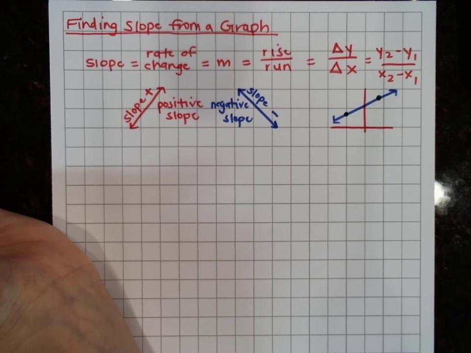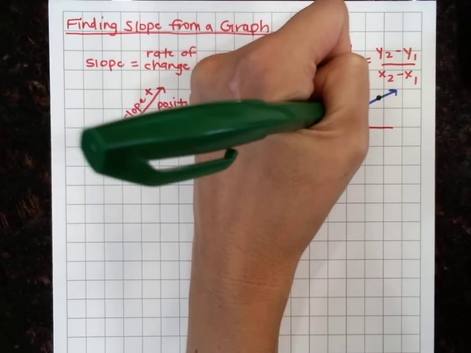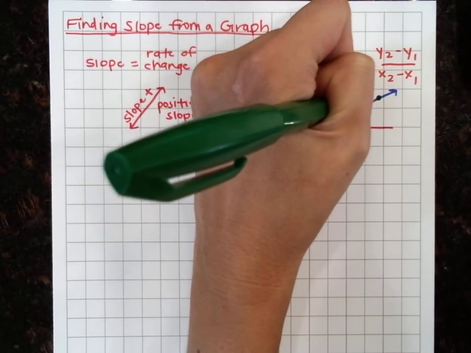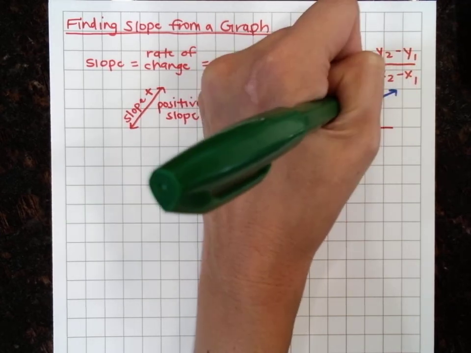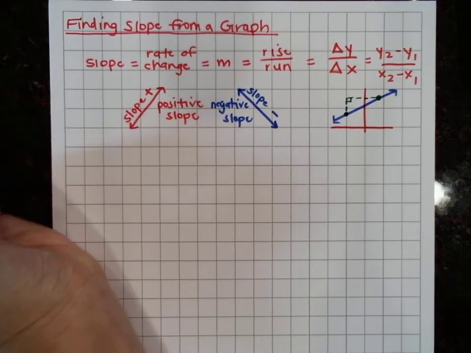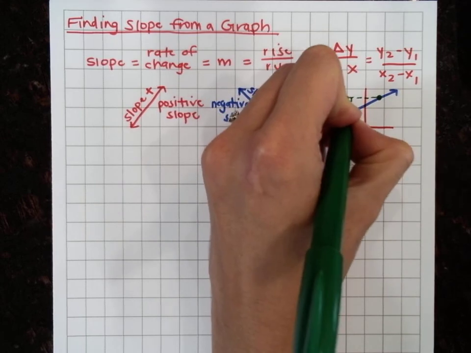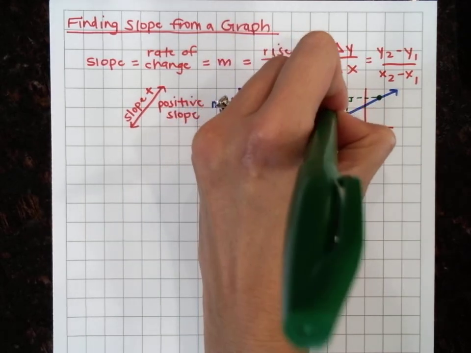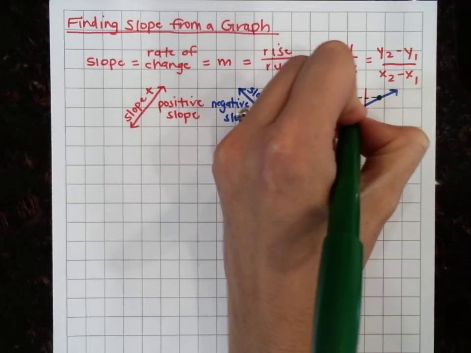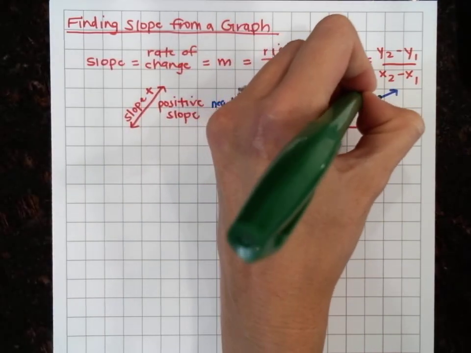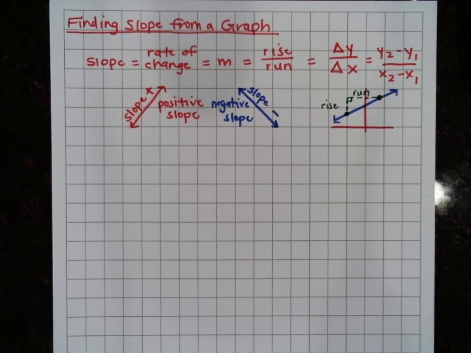And what do we mean when we talk about our slope triangle and the rise over the run? If you have 2 points and you form a right angle with those 2 points, the distance that you go up or down, that is what we mean when we say the rise. And the distance that you go left to right is the run.